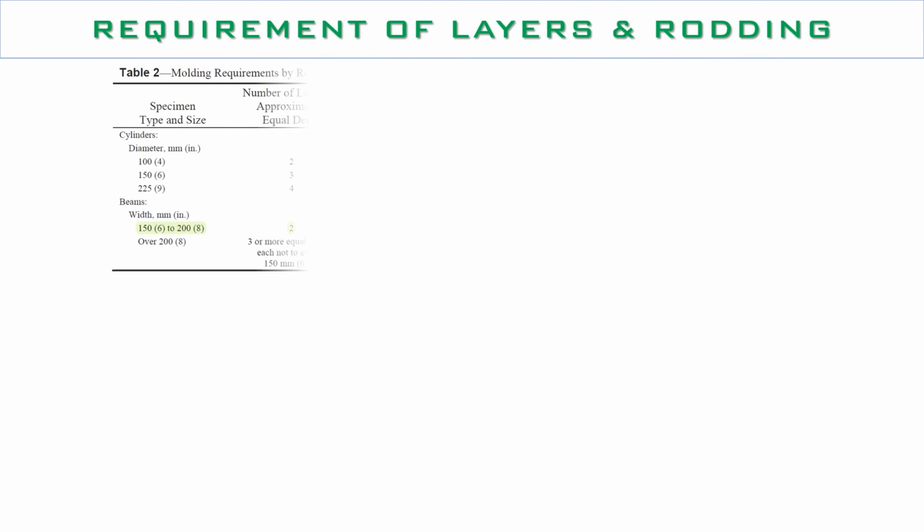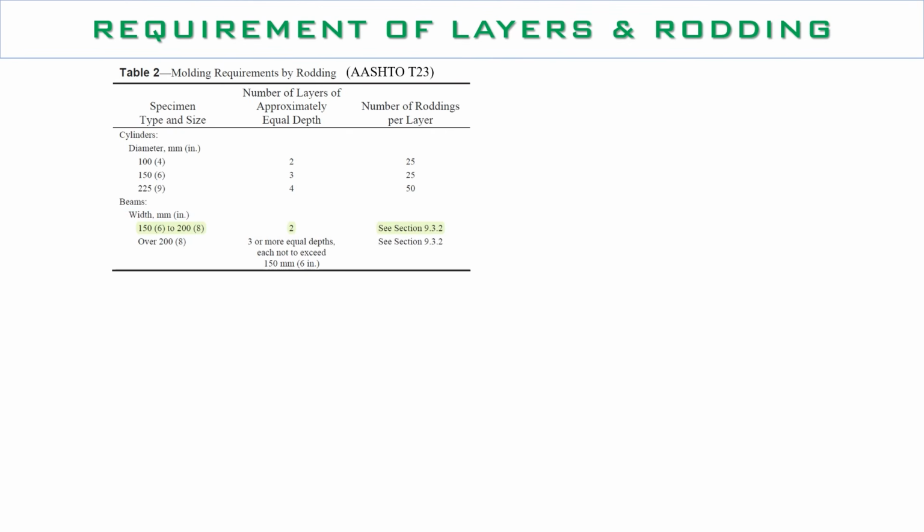Requirement of layer and rodding. For the layer and rodding requirement of beam, we need to follow table 2 of AASHTO T23 or table 3 of ASTM C31. When the beam width is 150 mm to 200 mm, then the number of layers will be 2 of approximately equal depth. And for the number of rodding per layer, we need to follow section 9.3.2 of AASHTO T23.